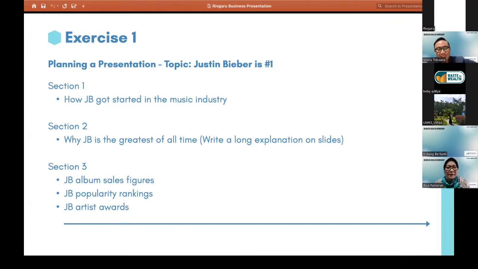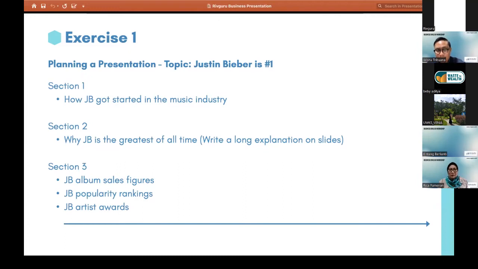Okay, if you look at section 3, you can look at the points, yeah? There's the JB album sales figures, there's the JB popularity rankings, there's the JB artist awards. So sales figures, jumlah sales, popularity rankings, ranking kepopuleran, artist awards are the awards, accolades, yeah? If you analyze it, these three are the data, yeah? So where should the data be located? Is it on the third section?